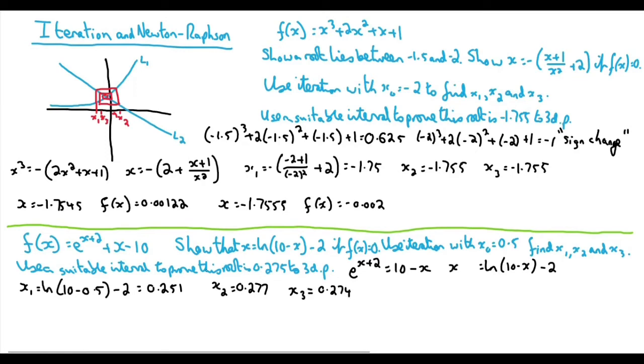And then taking that 0.277, putting it in, you get an x3, which will be approximately 0.274. Now we can see here that we are potentially tending somewhat towards a value because the gap between these numbers is getting smaller and smaller.